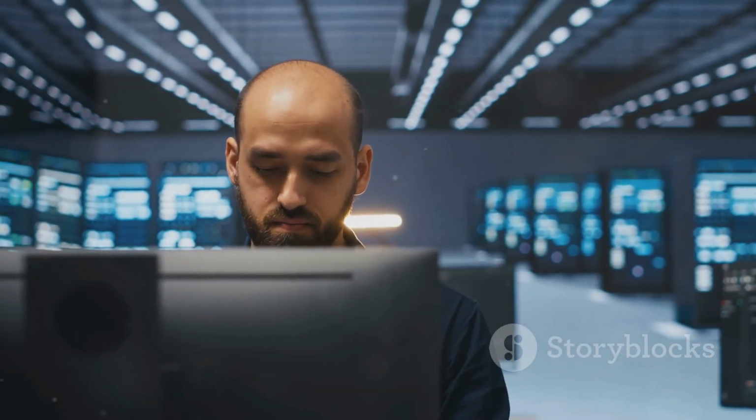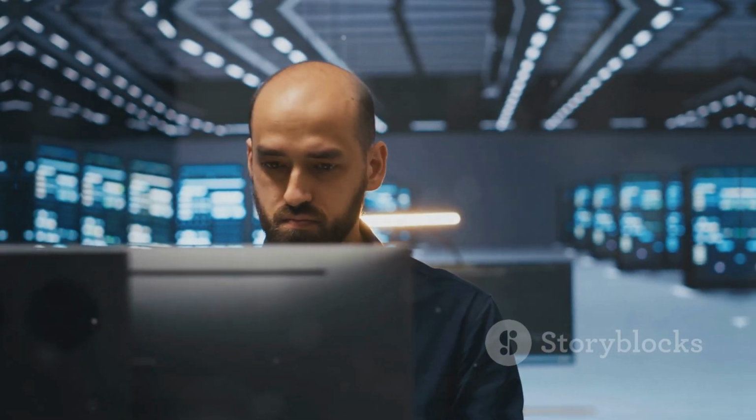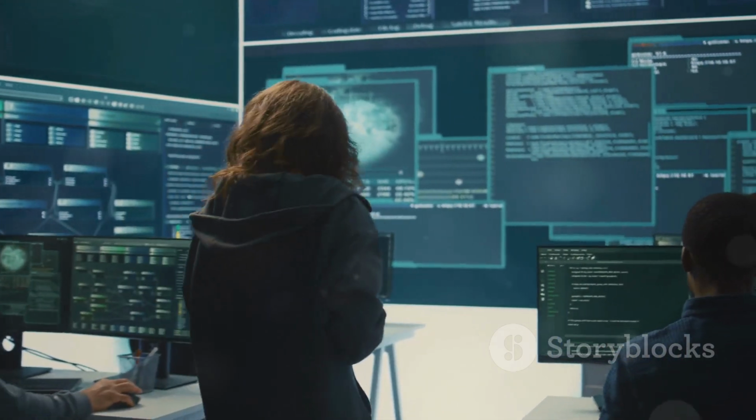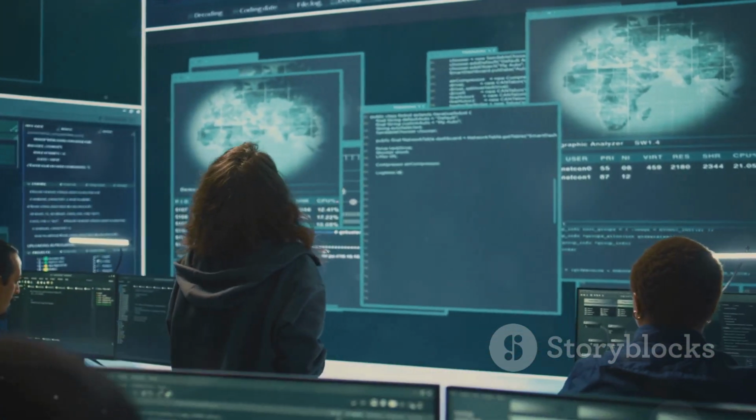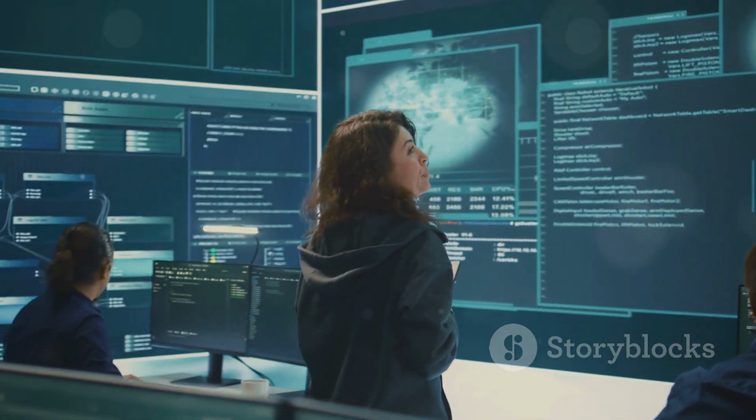Question 22. Explain the function of a firewall. A firewall monitors and controls incoming and outgoing network traffic based on predetermined security rules, helping to protect against unauthorized access.